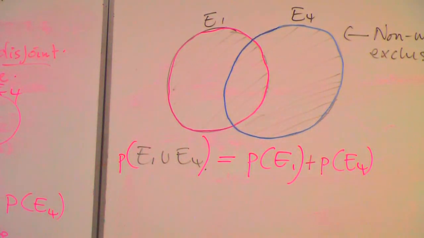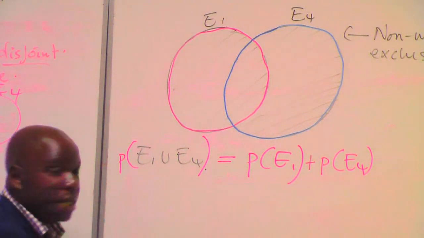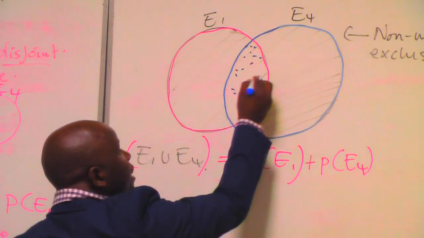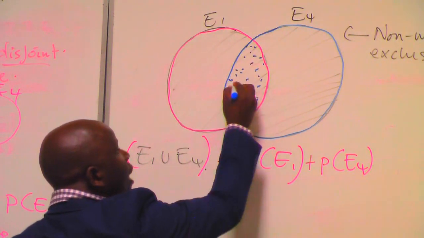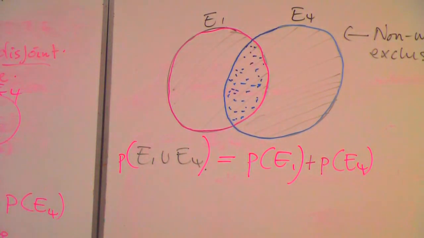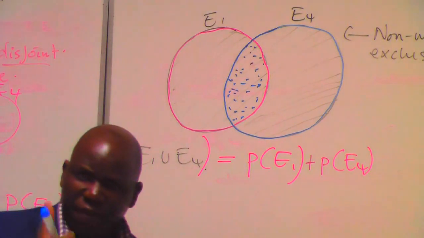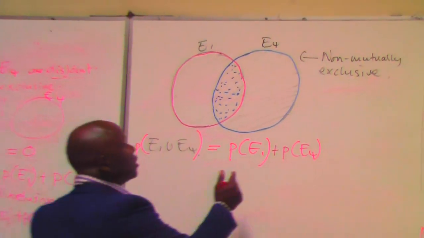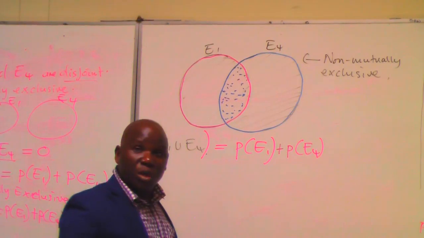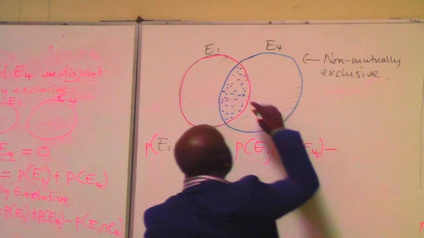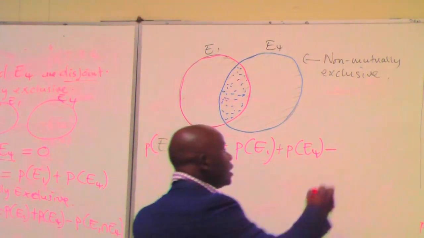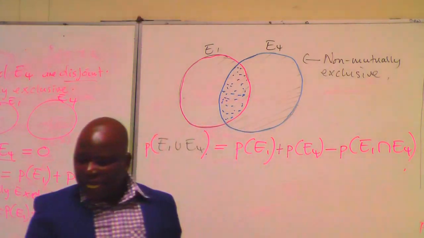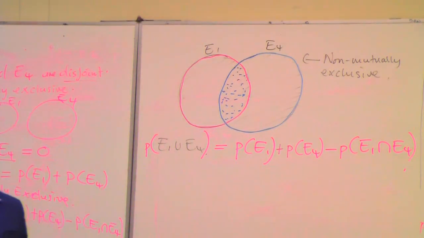What has happened? It means we have double counted the intersection. Do you see this region here? This region has been double counted. When we took E1, we counted it. Now we are recounting it as we are taking E4 because the two events are not disjoint. So once we do that, we need to subtract that region once because we don't need to double count. So we'll say minus, what is that region which we have double counted? It is the probability of E1 intersection E4. So that means we have to subtract that part.